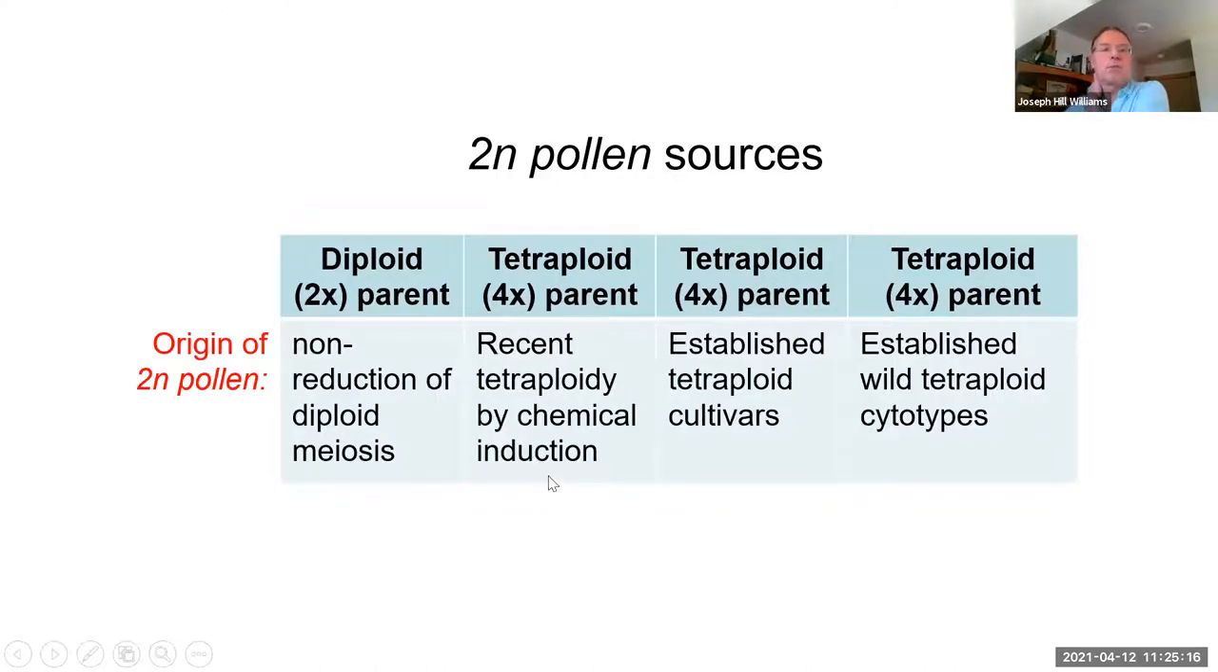And then I took the pollen sources and divided them into four classes. First, the diploid and the haploid pollen came from a diploid pollen parent by errors of meiosis, so you have non-reduced pollen. And then there were three types of tetraploids. Either tetraploidy was induced or spontaneous, and the researcher knew it, and it was within zero or one to five generations of that artificial polyploidy. Then I took old cultivars that were tetraploid cultivars that had clearly more than five generations of evolution in fields or greenhouses or whatever. And then I took established wild tetraploid cytotypes.